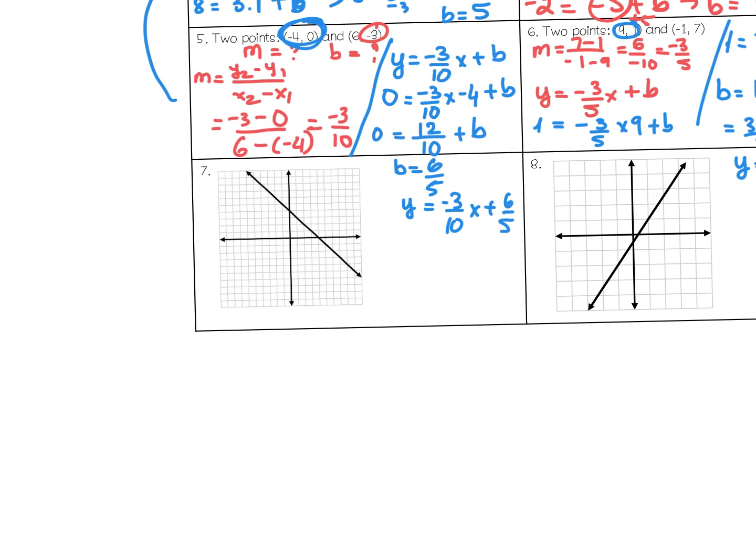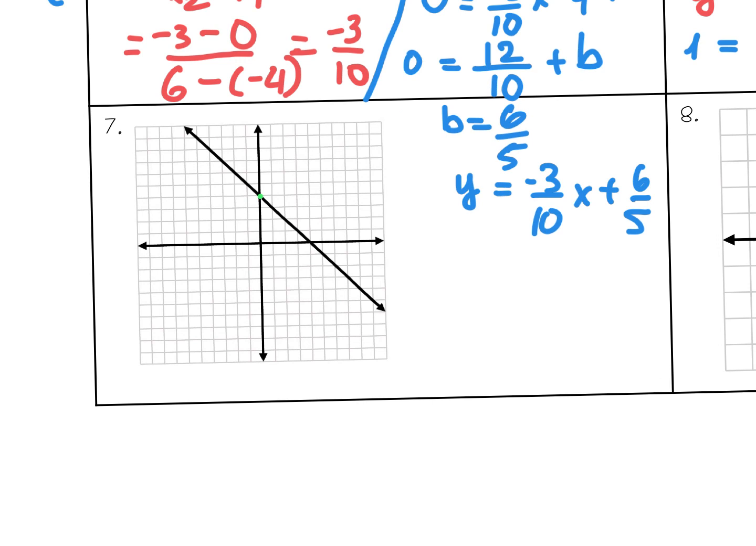All right, number 7. I'm going to write in a different color. It is very messy right now. Okay, so we can see this is my b because it's the y-intercept. It cuts the y-axis, right? So my 1, 2, 3, 4. So my b is 4, okay?